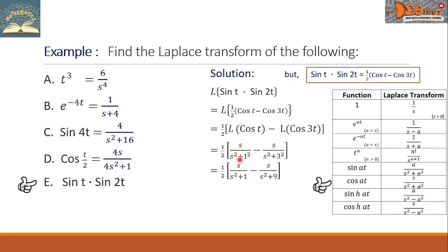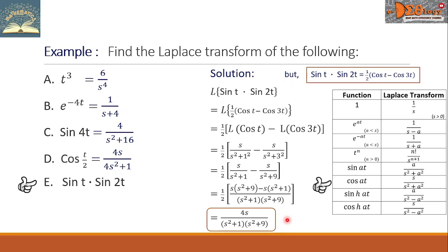Let us combine the fractions. And the difference becomes like this. When we simplify our numerator, and then we consider the 1/2 outside, the final answer will be like this. 4s all over the product s squared plus 1 times s squared plus 9. This is the final answer. We copy this answer opposite problem letter E.